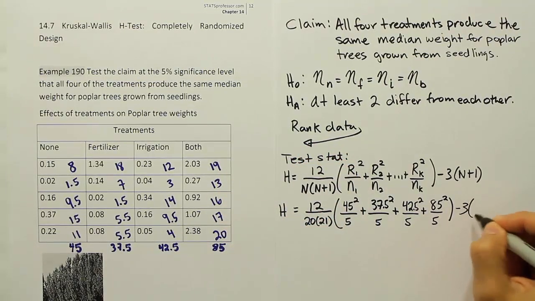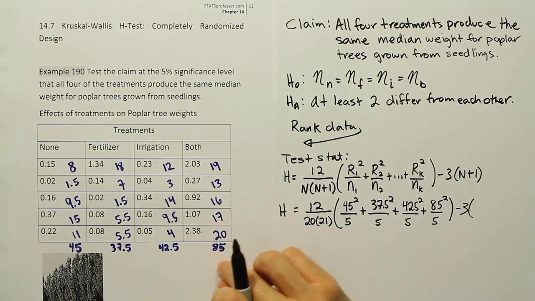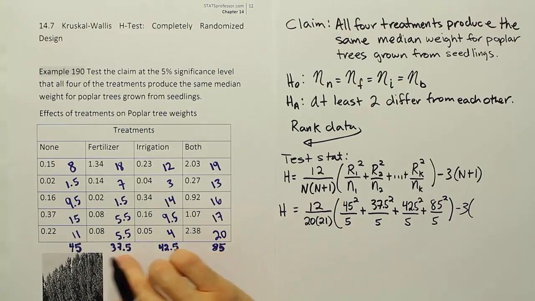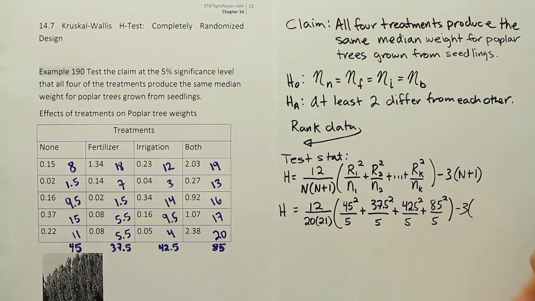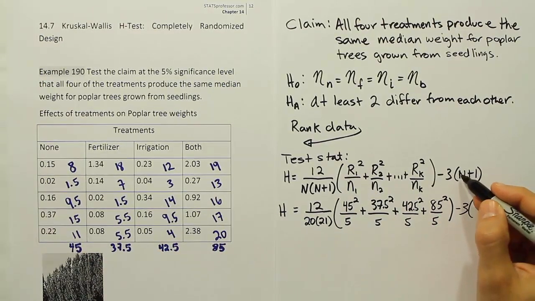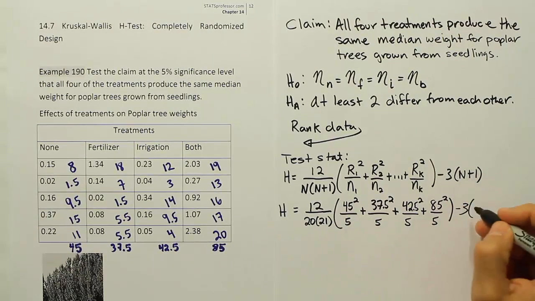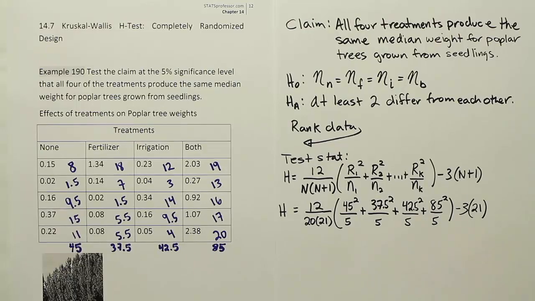Minus 3 times, so you can see this 85, back to what I was getting at, this 85 kind of stands out. That might be enough evidence to reject the null hypothesis. We'll see based on what the test outcome becomes, right? Now 3 times n plus 1 is 21, so we'll have that. All right, let's plug that into our calculator and see what it gives us.